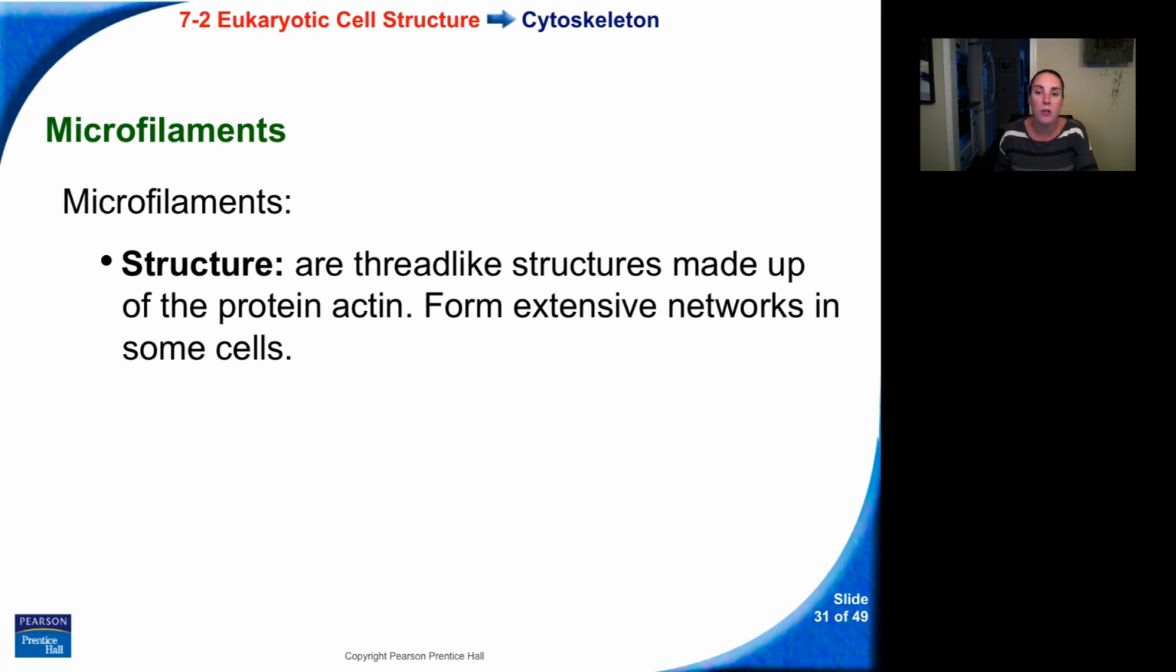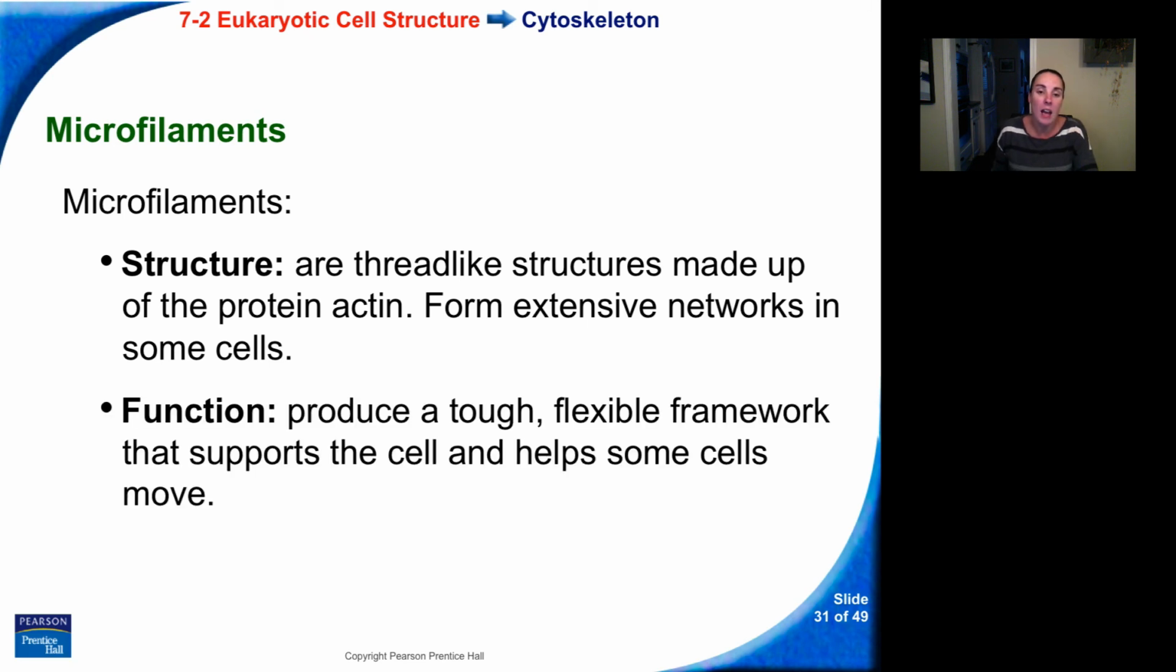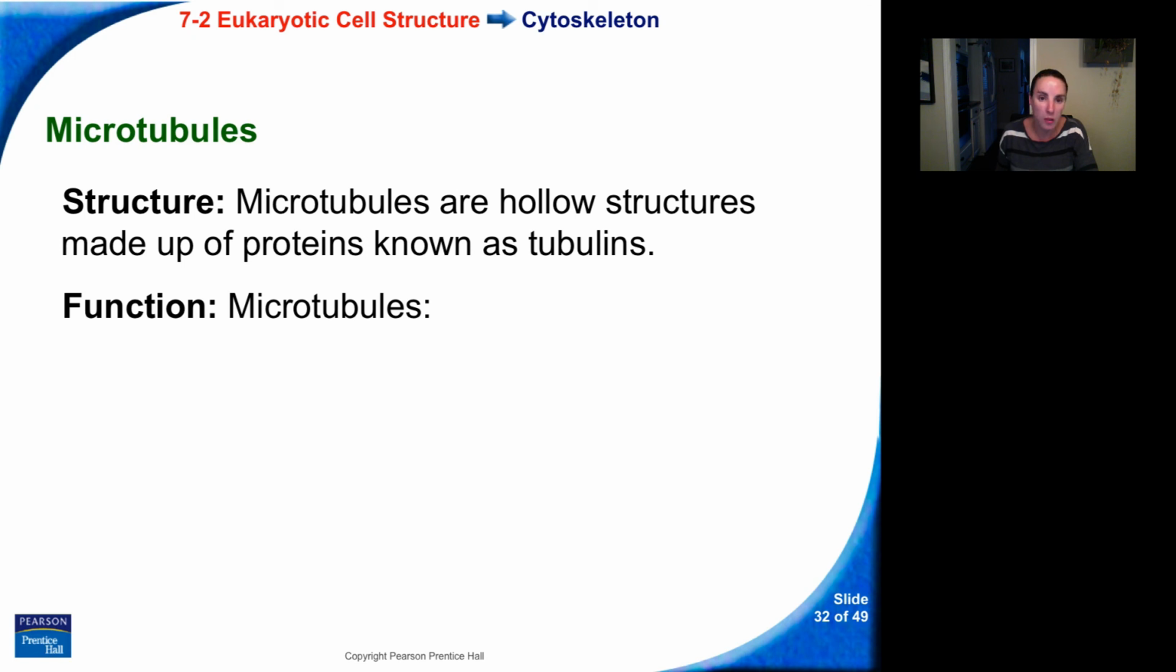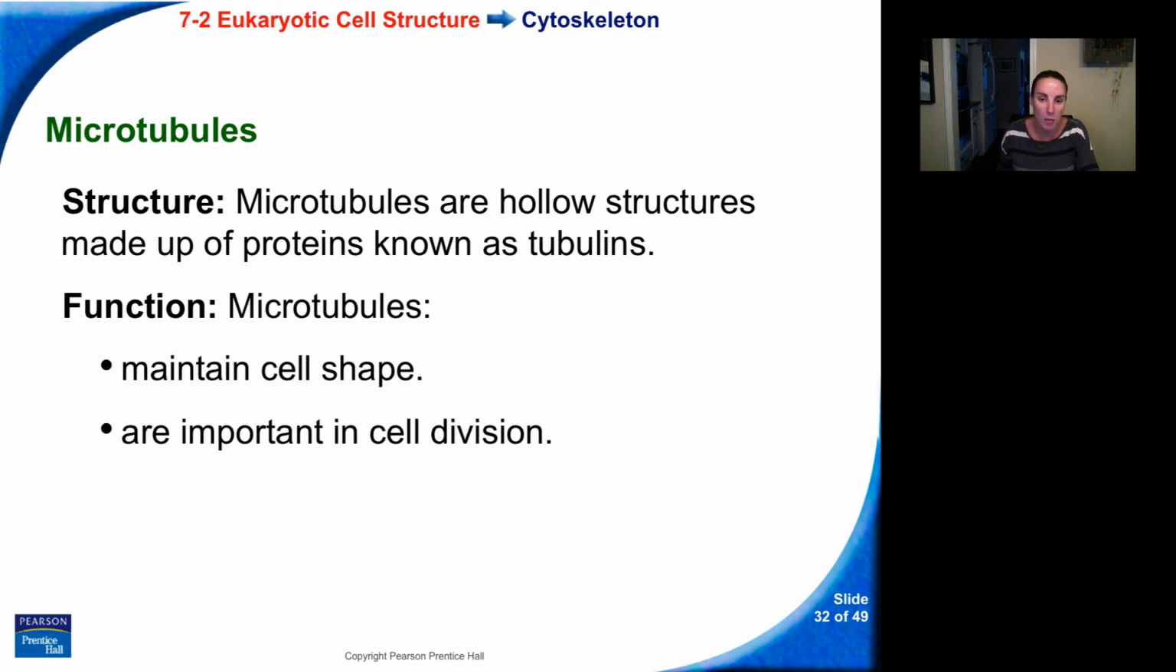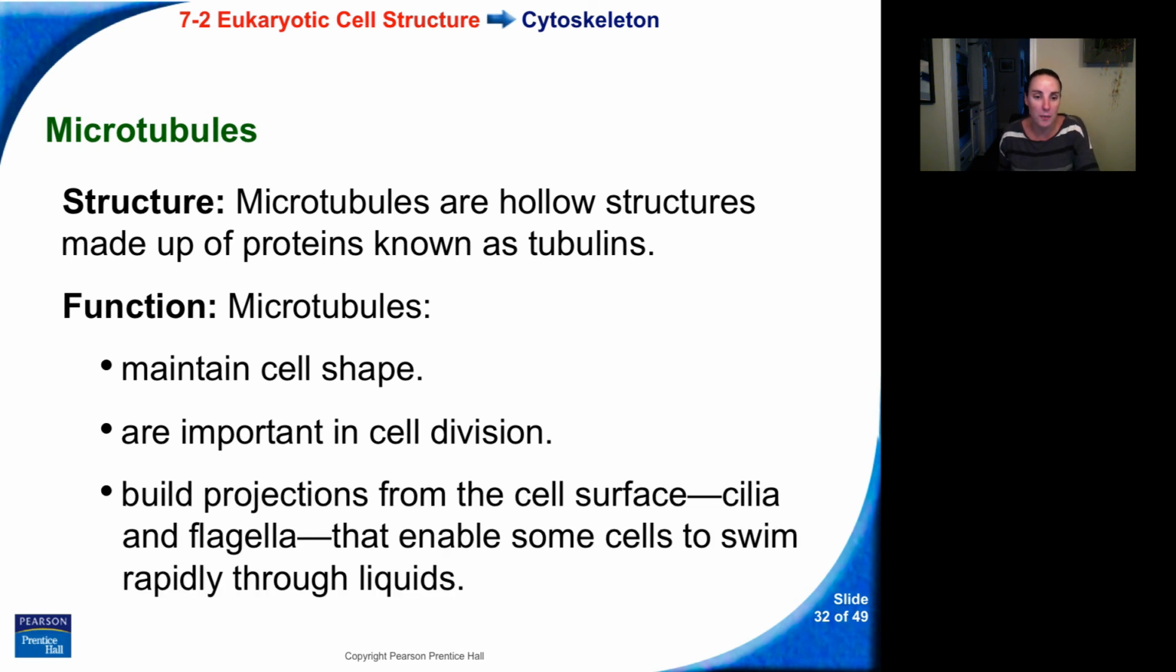So microfilaments are thread-like structures made up of the protein called actin. They form extensive networks in some cells. And their function is to produce a tough, flexible framework that supports the cell and helps some cells move. Microtubules, on the other hand, are hollow structures made up of proteins known as tubulins. Their function is to maintain the cell shape, and they're also important in cell division, which you guys will see later on in the year. They also build projections from the cell surface, cilia and flagella, that enable some cells to swim rapidly through liquids.